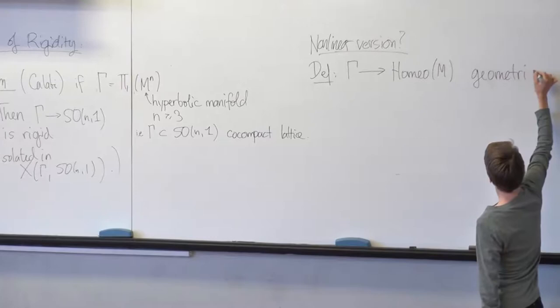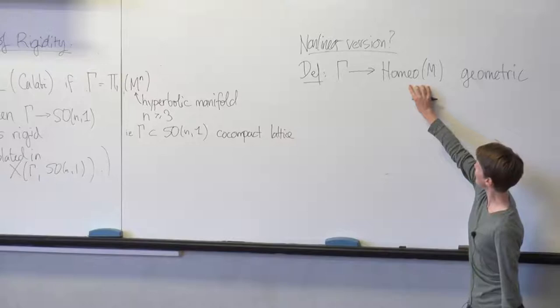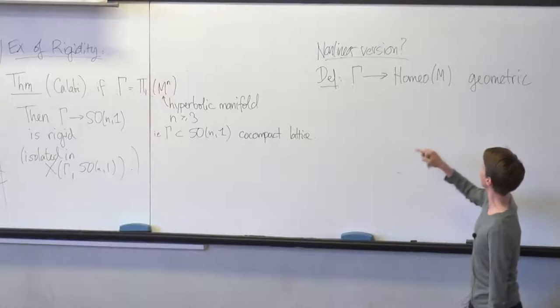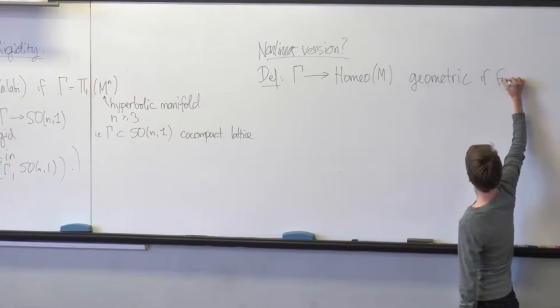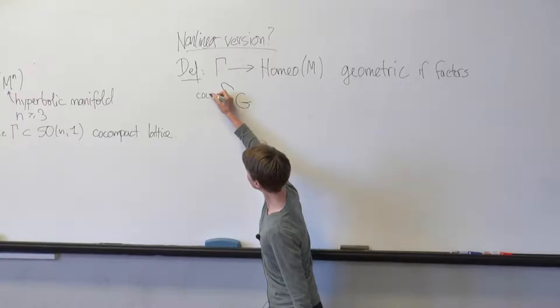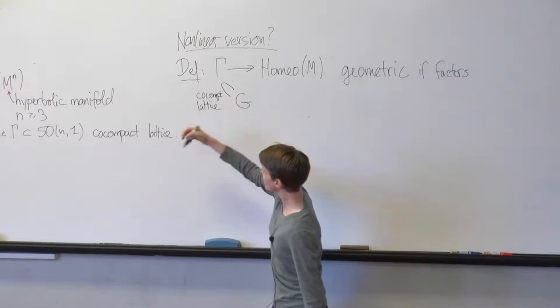Now, here, this is not a Lie group. It's not finite dimensional in any kind of way. It's not even locally compact. This is a disaster. How am I going to try and recover something like this? I'll just artificially insist that there's a Lie group in there. So it's geometric if it factors through an inclusion of gamma into some Lie group as a co-compact lattice, like this example here.